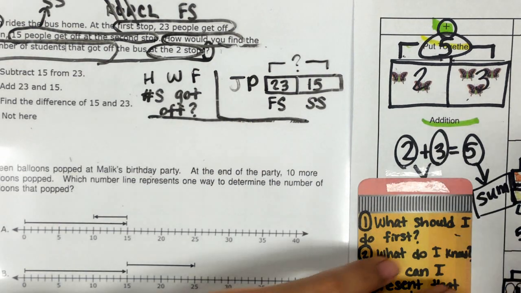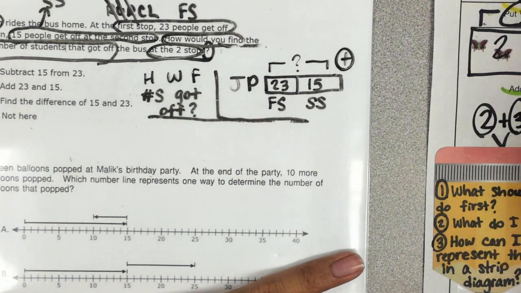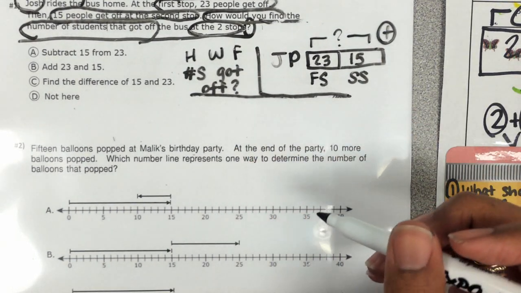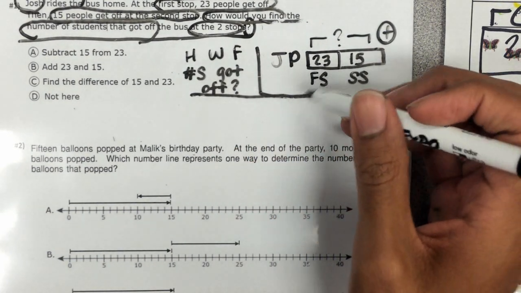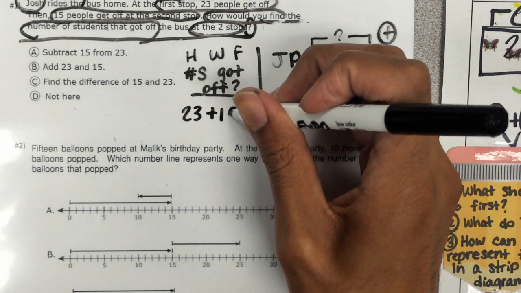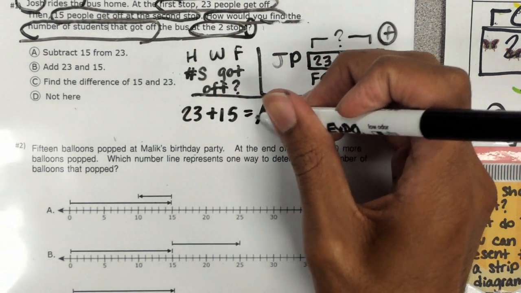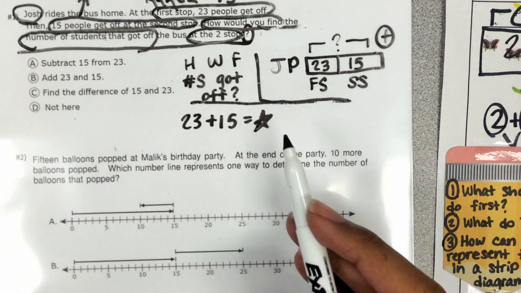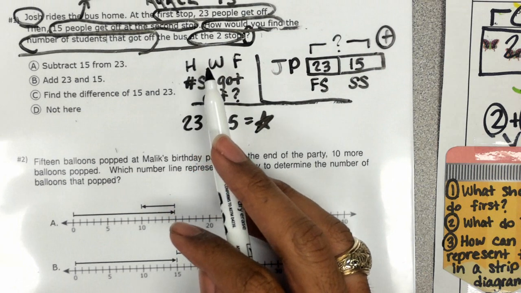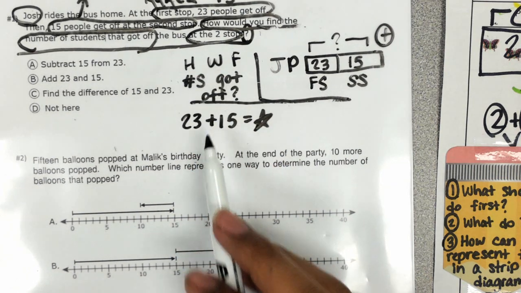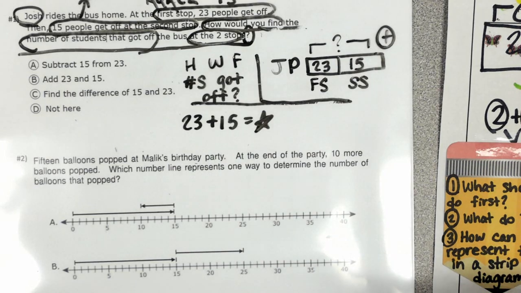Okay, and the operation is addition, so I'm just going to make my clue go up there at the top. And in my strategy, I'm just going to go ahead and put them together. I'm going to put together 23 with 15, and that's going to equal my answer. I'm not going to worry about the actual number answer right now because my question wants to know how would we find the number of students that got off. And the way is through putting the numbers together with addition.